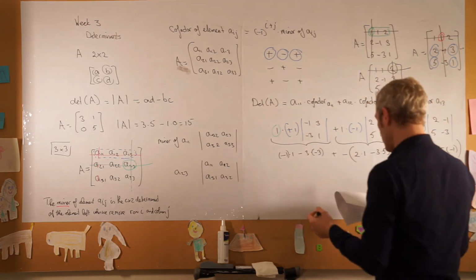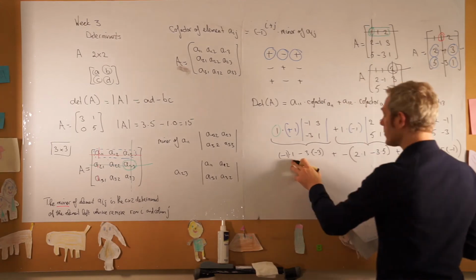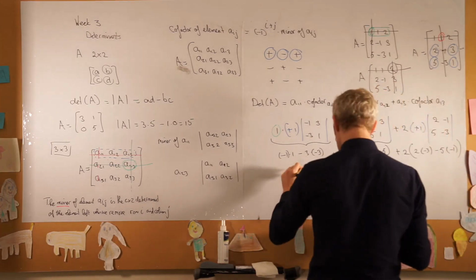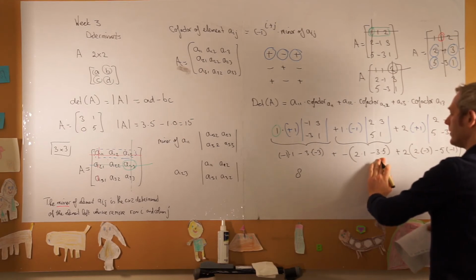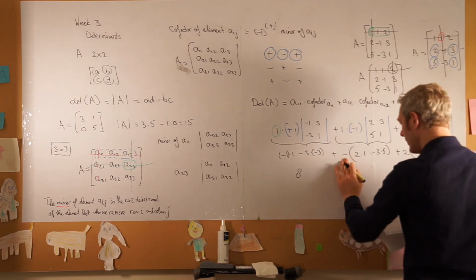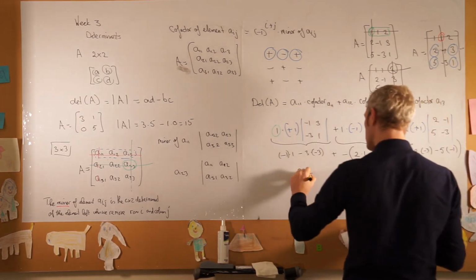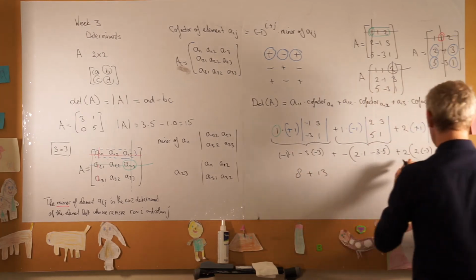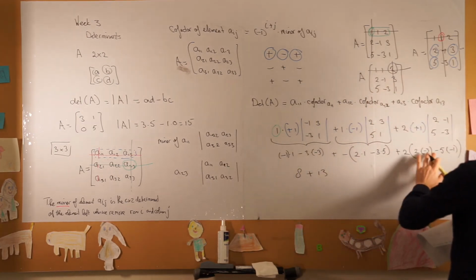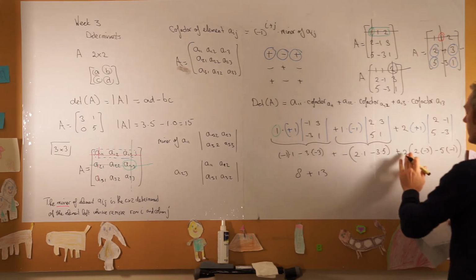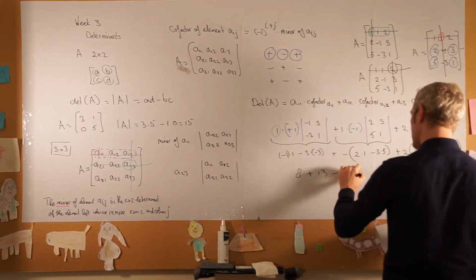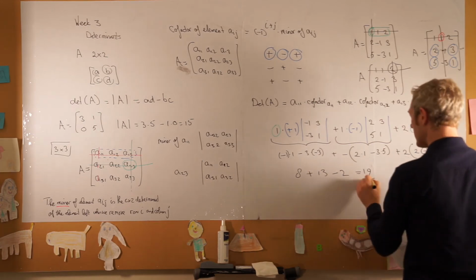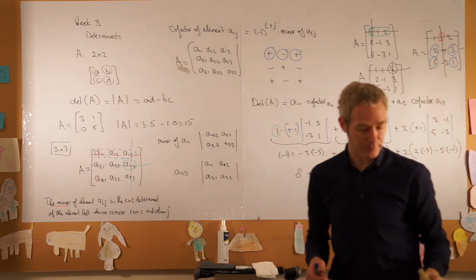Calculating this all out, this first part is minus 1 plus 9 is equal to 8. Here we get 2 minus 15, so it's minus 13. And we have another minus sign here, so we get plus 13. And here we get minus 6 plus 5 is minus 1 times 2 is minus 2. And we are left with 19 as our final answer.